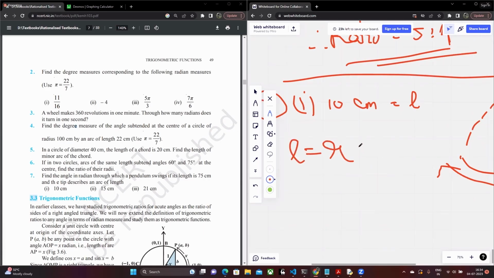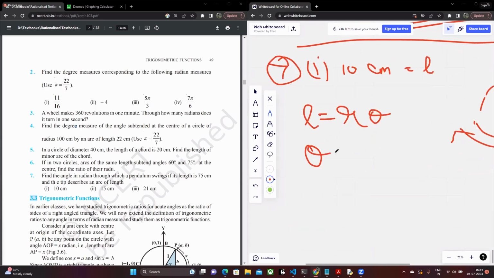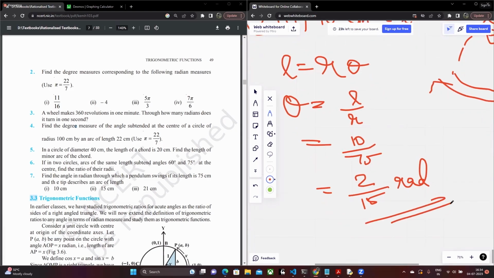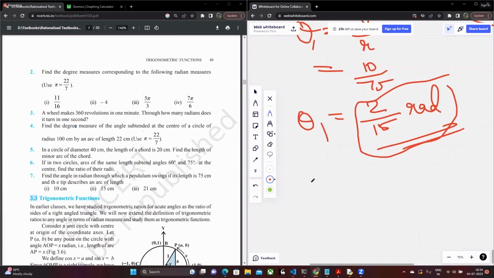Since you know that L is R theta, that means that theta is going to be L divided by R. That is going to be 10 centimeters divided by 75 centimeters, which is 2 divided by 15 radians. This is going to be theta 1, so I'll write that theta 1 is 2 by 15.